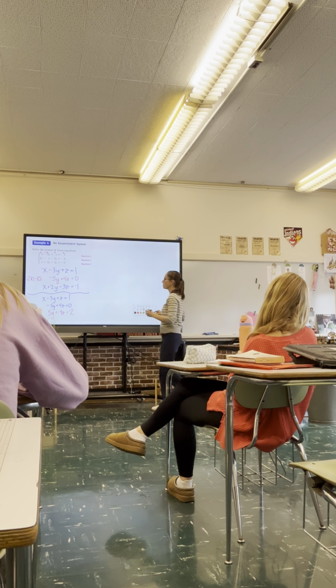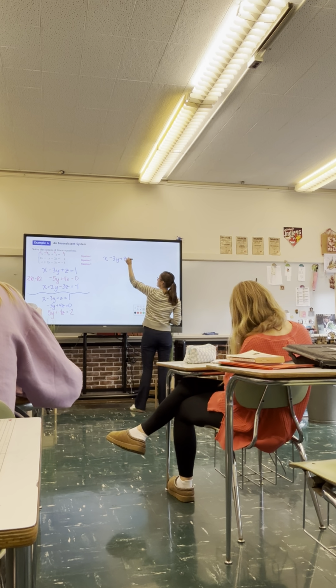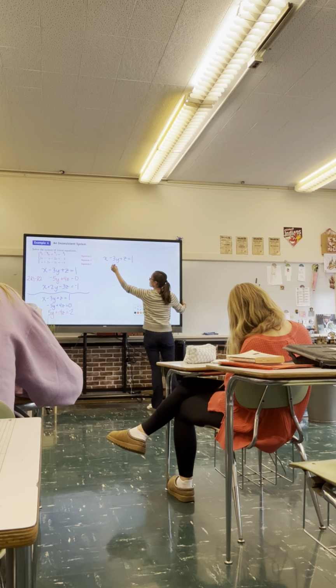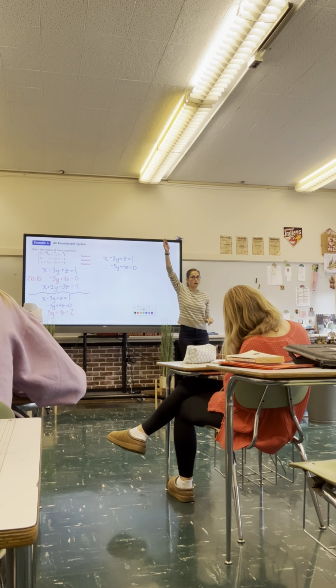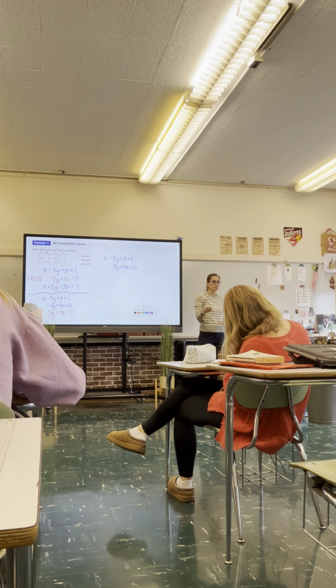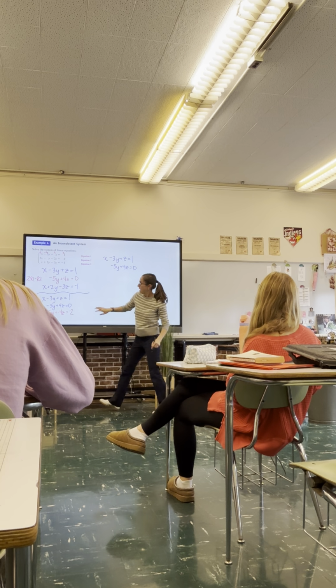All right, so my first row is good. X minus 3y plus z equals 1. My second row was good. 5y plus 4z equals 0. So we've got one stair step down. So now I go back and I look here.